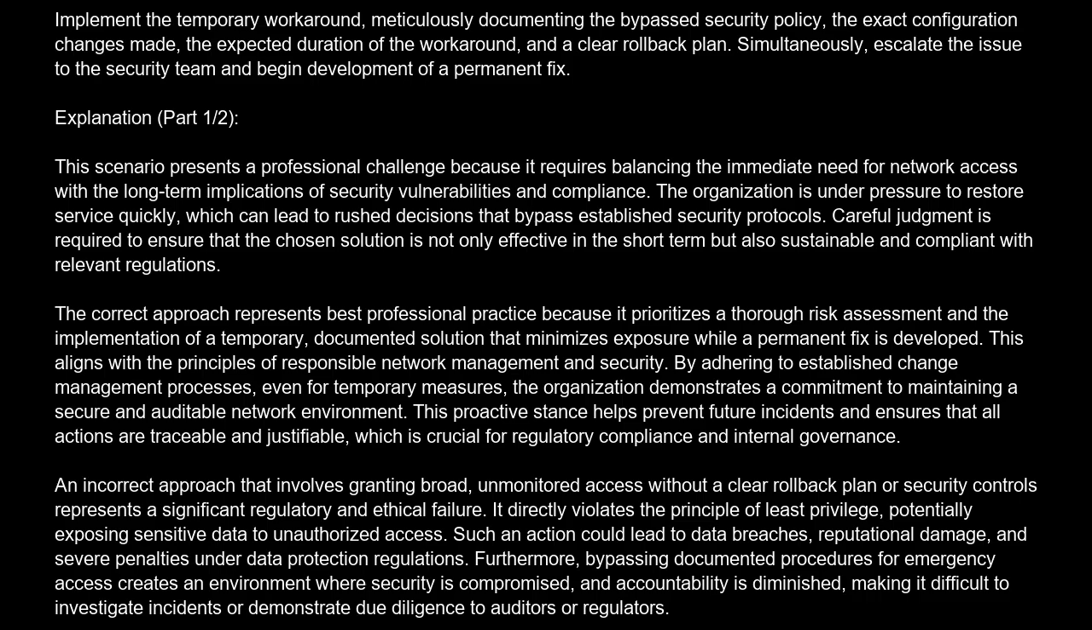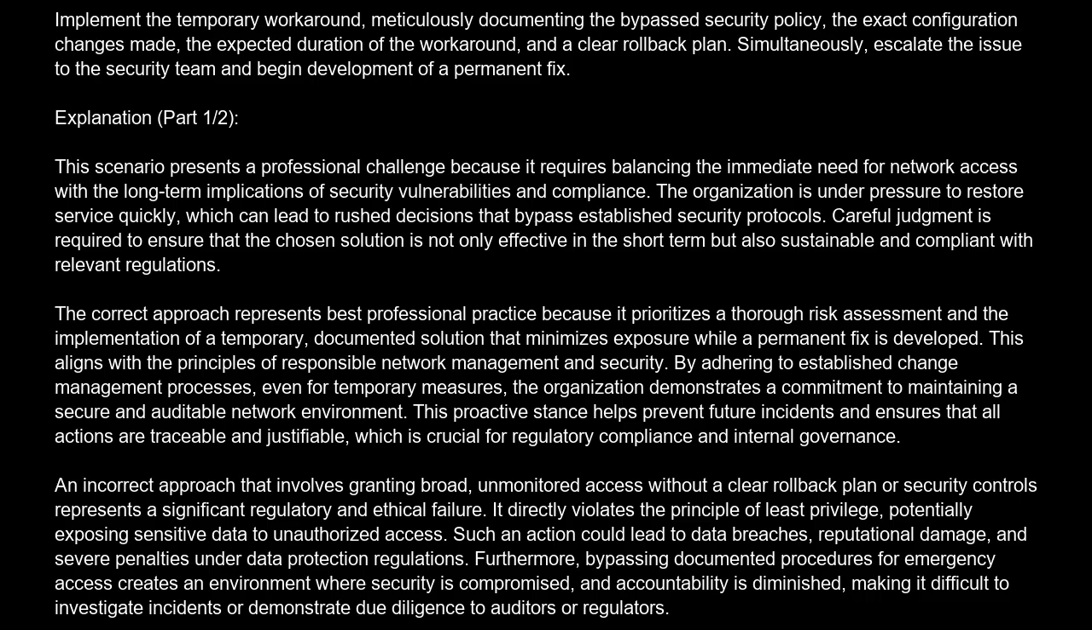Explanation. This scenario presents a professional challenge because it requires balancing the immediate need for network access with the long-term implications of security vulnerabilities and compliance. The organization is under pressure to restore service quickly, which can lead to rushed decisions that bypass established security protocols. Careful judgment is required to ensure that the chosen solution is not only effective in the short term, but also sustainable and compliant with relevant regulations.